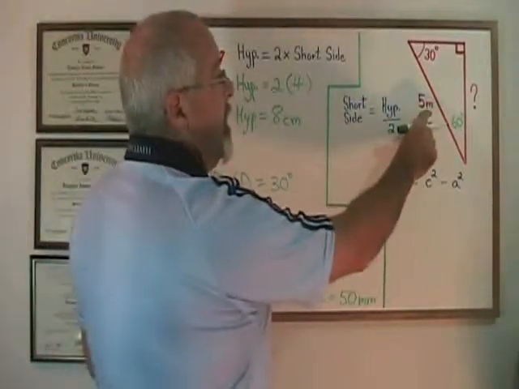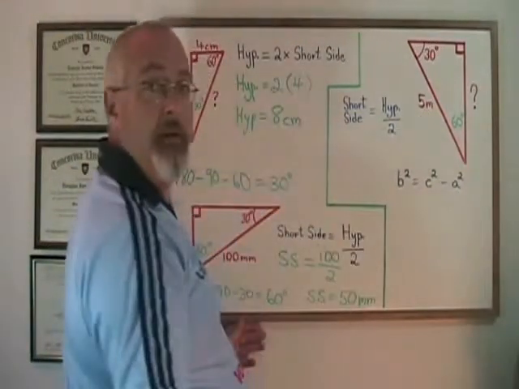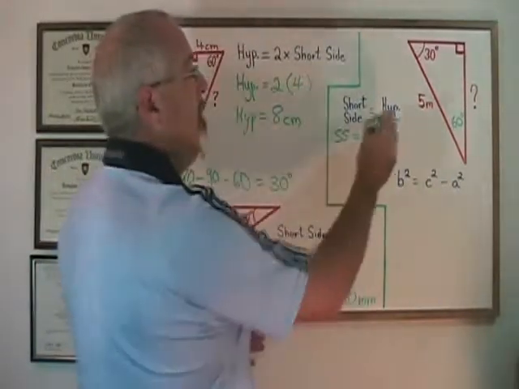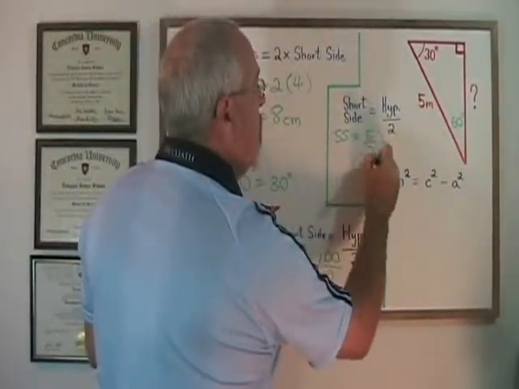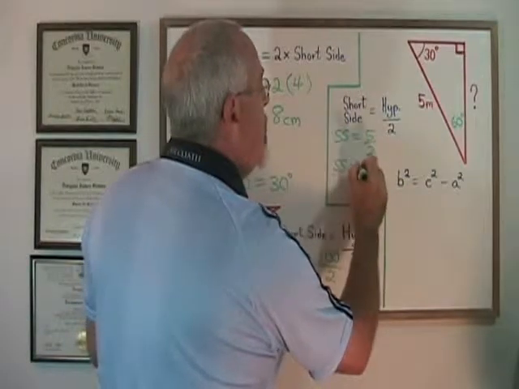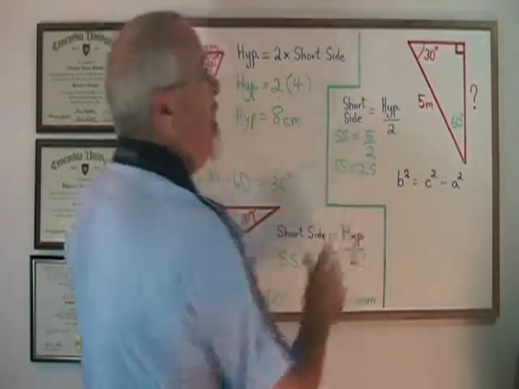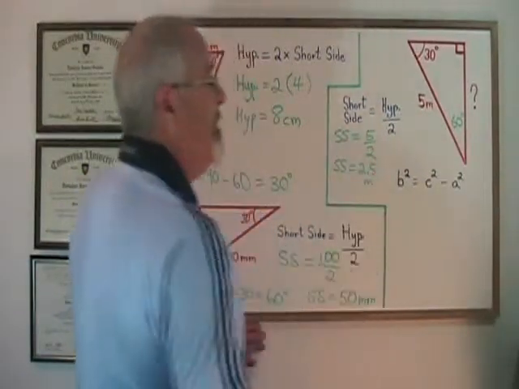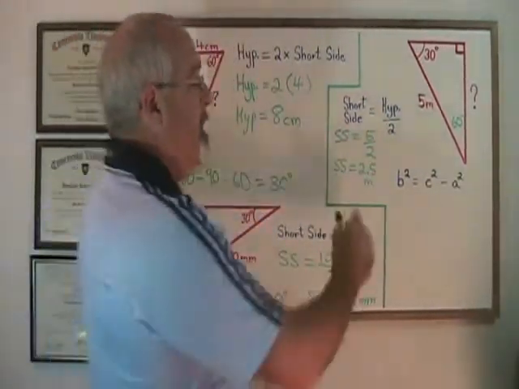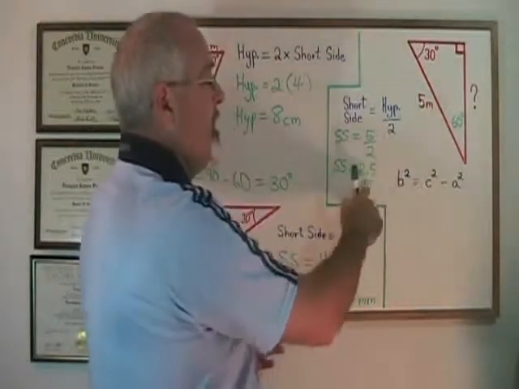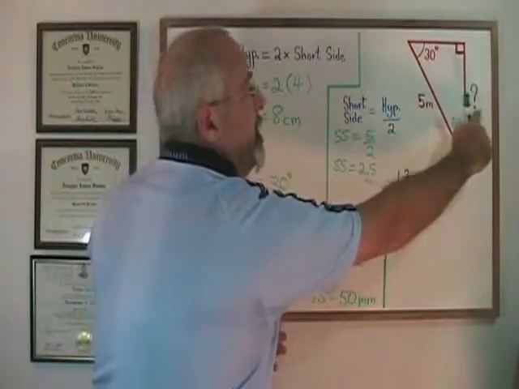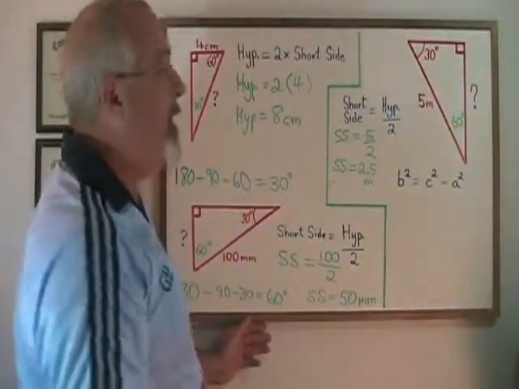We can see that the hypotenuse is 5 meters in length, so the short side must be equal to 5 divided by 2. The short side is equal to 2.5. Because the unit of measure is meters, the short side is 2.5 meters. Now that I have 2 sides, the hypotenuse and the short side, I can go ahead and use Pythagorean theorem and solve for what was really being asked for, the long leg.